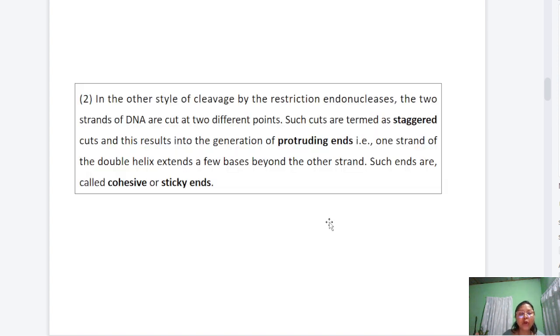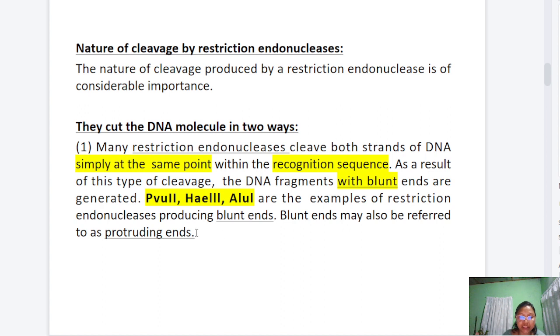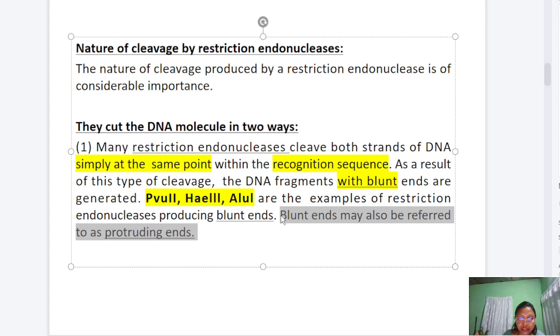On the other hand, in a style of cleavage by the restriction endonucleases, the two strands of DNA are cut at two different points, and such cuts are termed staggered cuts, and this results in the generation of protruding ends, that is one strand of the double helix extends a few bases beyond the other strand, and such ends are called cohesive or sticky ends. I think this picture depicts it very, very beautifully. Let me just delete this line.